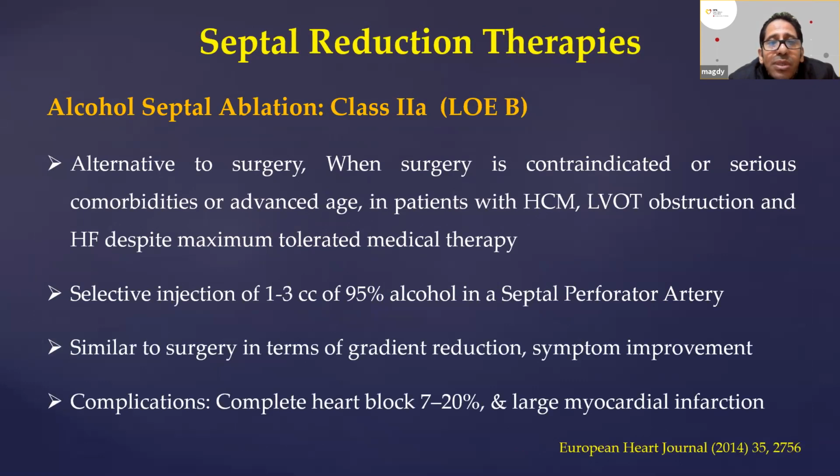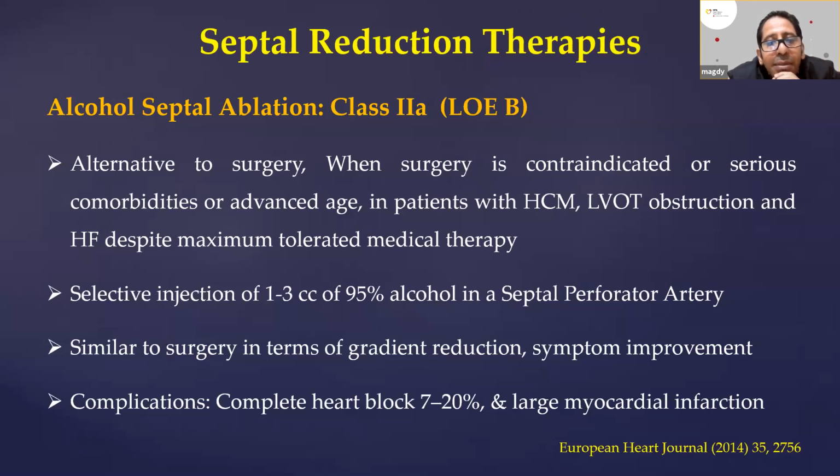Alcohol septal ablation is considered a class 2A recommendation, level of evidence B. It is an alternative to surgery when surgery is contraindicated, in patients who have comorbidities or advanced age, and patients who have obstruction despite maximum tolerated medical therapy. How can it be done? It can be done by selective injection of pure alcohol, 95%, 1 to 3 cc, in the major septal perforator branch supplying the hypertrophied septum, which is responsible for obstruction.